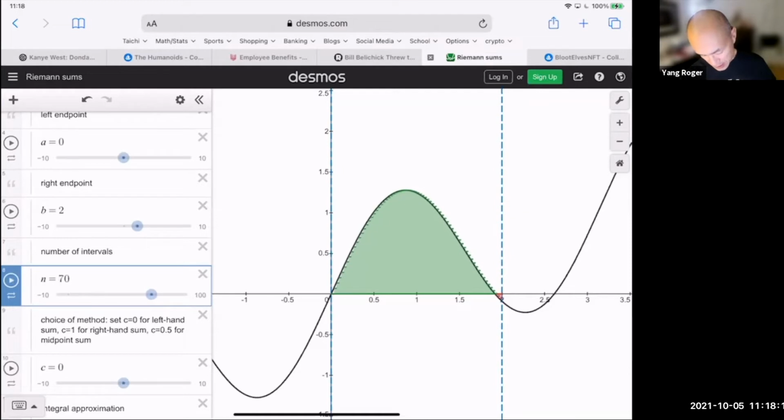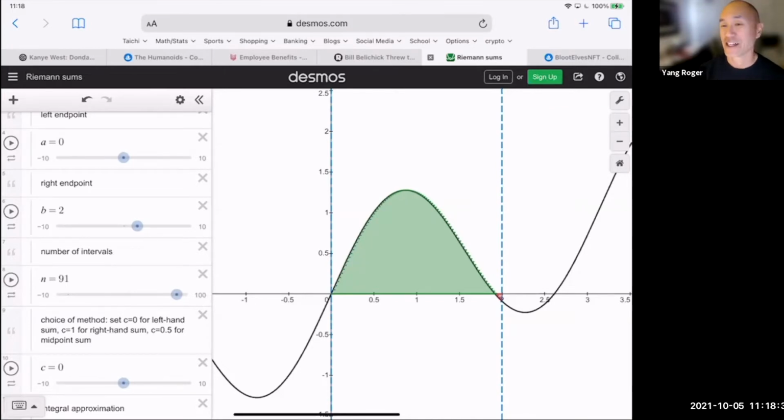So let me pause this. What do you notice? You start with a very small number of rectangles. Like here we have 5 rectangles. You get a very poor approximation. But if I go all the way to 91 rectangles, this picture looks like a very good approximation of the area. This only goes up to 100, but as we know, we're taking the limit as n goes to infinity.